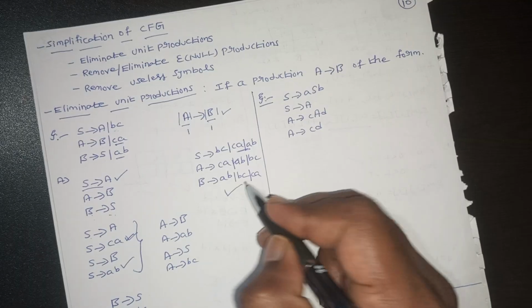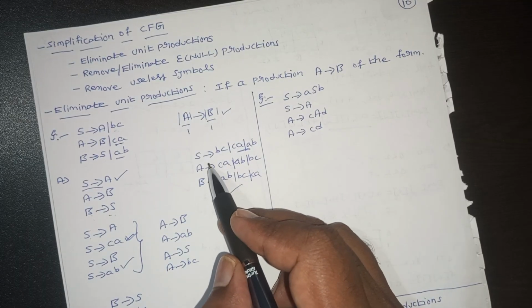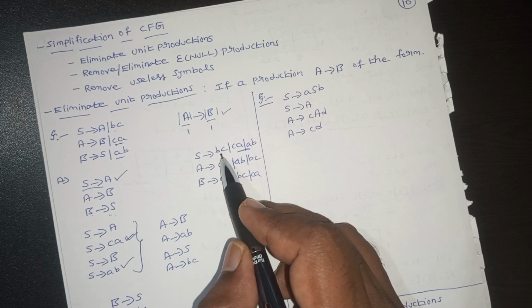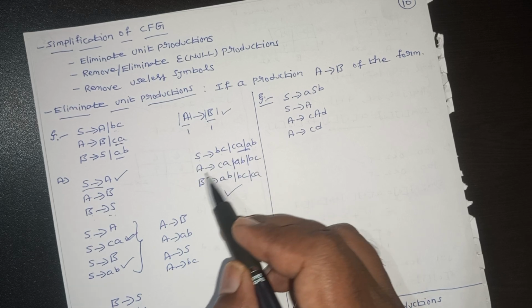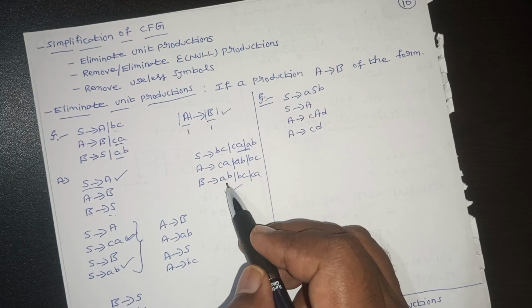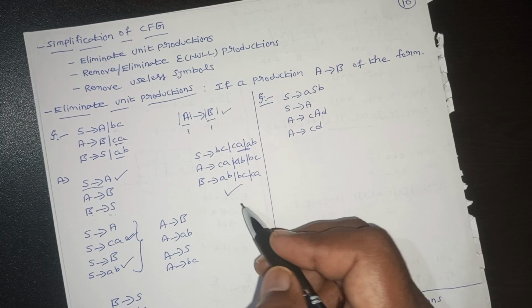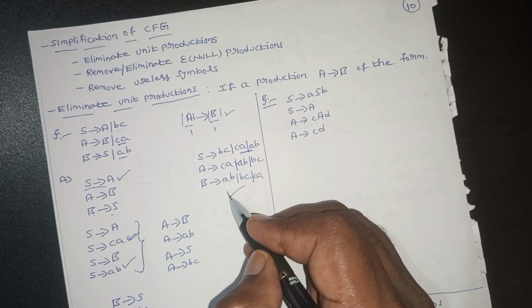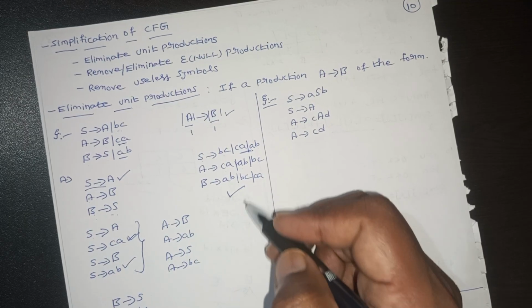Now you see here in this grammar, I don't have any unit productions. S tends to BC or CA or BAB. A tends to CA or AB or BC. B tends to AB or BC or CA. By observation, I don't have any unit productions. This is the grammar.